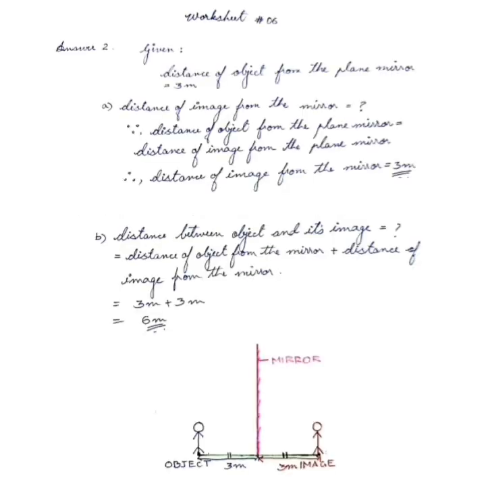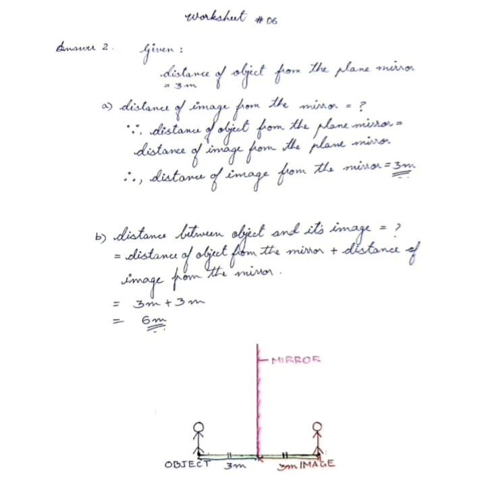Here is the question. This says that you are standing at a distance 3 meters from a plane mirror. What is the distance of your image from the mirror? What is the distance between you and your image? So I have drawn a diagram to explain this. There is a mirror and the object is 3 meters away from the mirror.